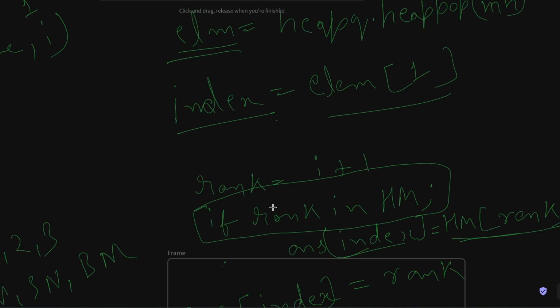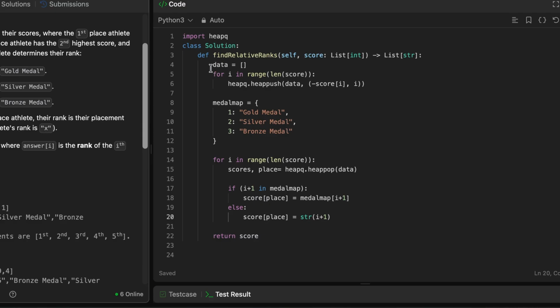So this is how you can actually solve this question with the help of sorting as well as heap data structure. So here is our solution. We have a data array first of all, and in this data array we will actually create the heap. So I have imported the heapq module that will help us create a heap.